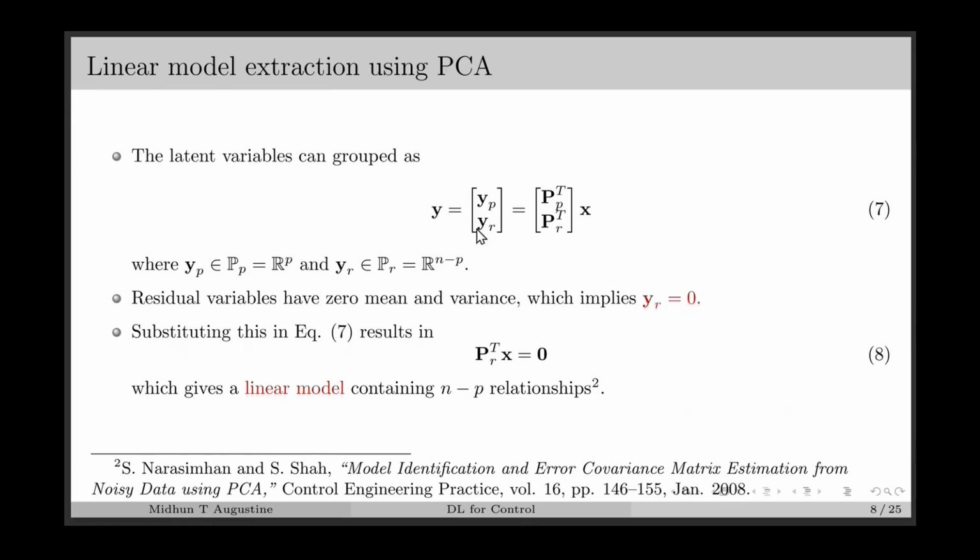All the variables with the variance greater than the threshold are considered as principal variables, and all the latent variables with the variances less than the threshold are considered as residual variables. Now, since the residual variables have 0 mean and variance, we can have YR equal to 0. If we substitute this condition in this equation, we will have PR transpose X equal to 0, which gives us a linear relationship.